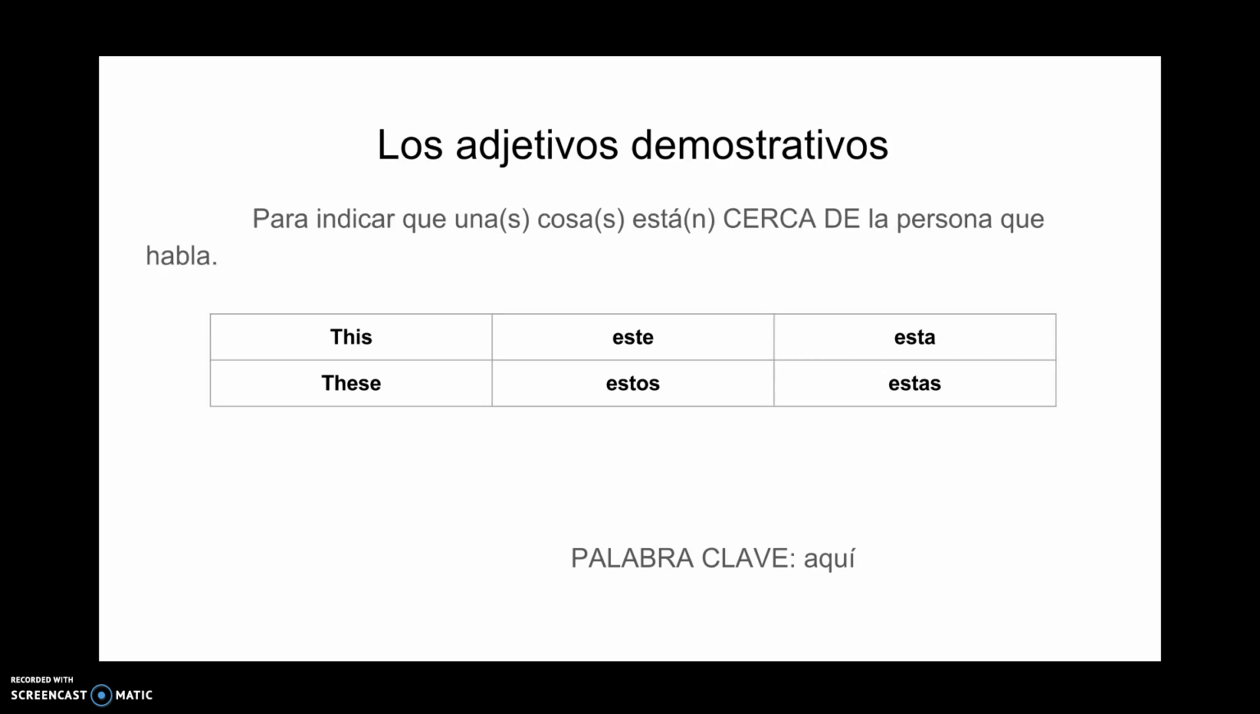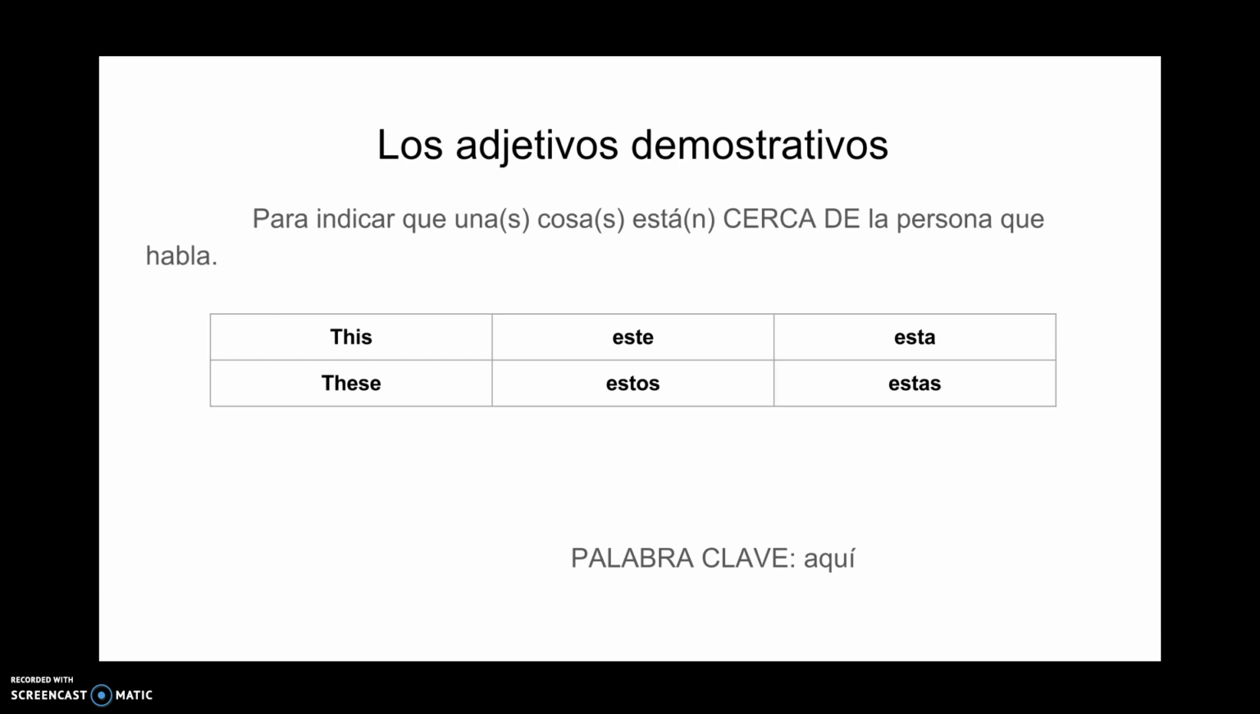We start off here with the words for this and these. We use these specific words para indicar que una cosa está cerca de, o unas cosas están cerca de, la persona que habla. So if I'm talking about this item or these items, they're pretty close to me. You'll notice that we also have both masculine and feminine, singular and plural forms. Este and estos, masculino singular y masculino plural. Esta, no accent, and estas, no accent, femenino singular y femenino plural.